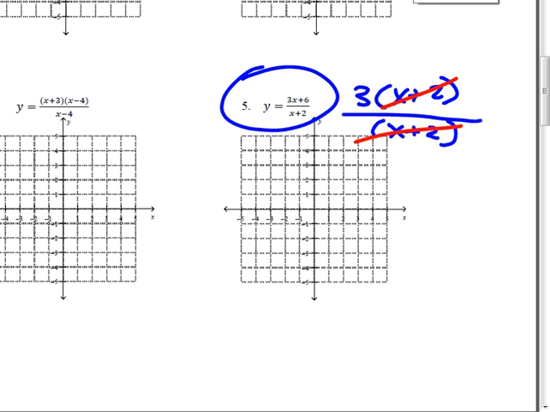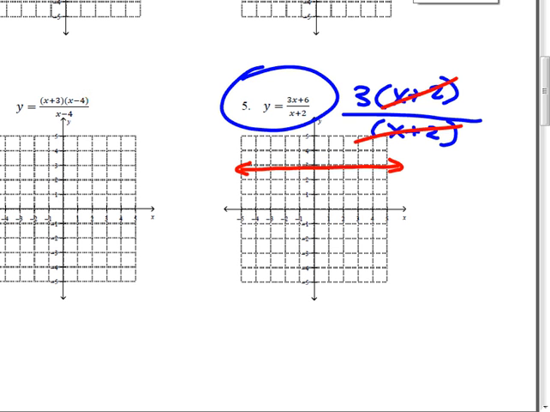What does that make? Y equals 3. That's just a line at y equals 3, not an asymptote. Why? Well, what are the lead coefficients? There aren't any coefficients anymore. They canceled. There's no variables, and therefore there's no coefficients.